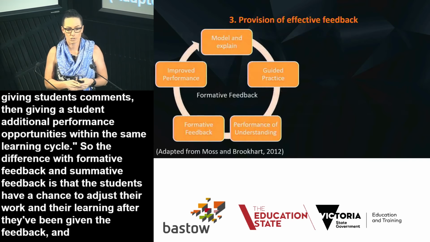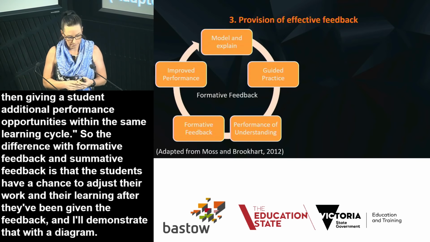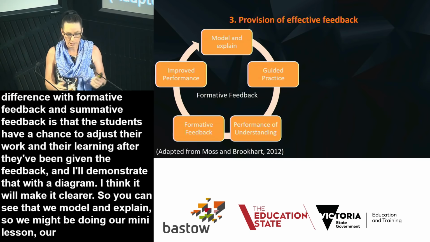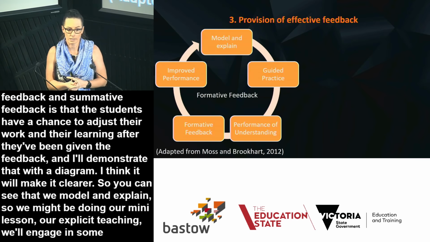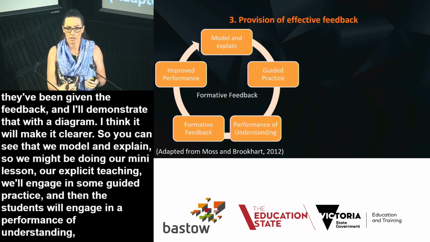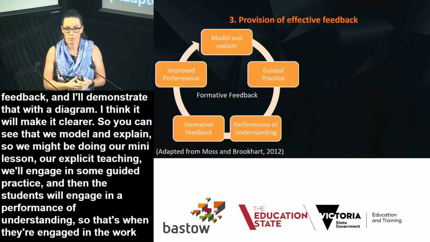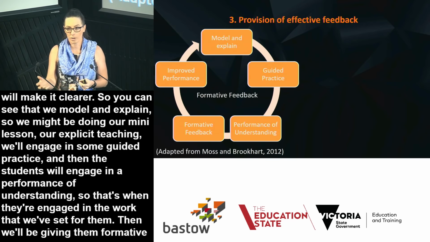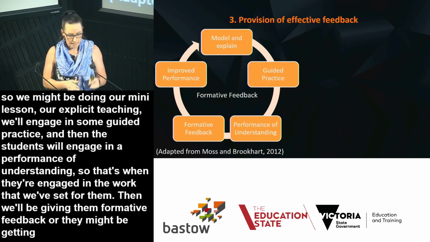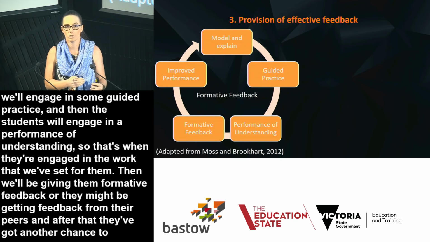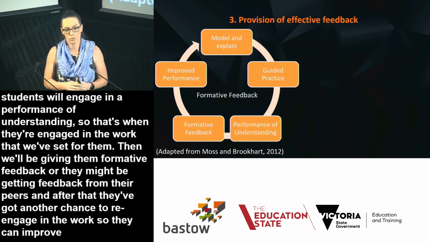And I'll demonstrate that with a diagram. I think it'll make it clearer. So you can see that we model and explain. So we might be doing our mini lesson, our explicit teaching. We'll engage in some guided practice. And then the students will engage in a performance of understanding. So that's when they're engaged in the work that we've set for them. Then we'll be giving them formative feedback, or they might be getting feedback from their peers. And after that, they've got another chance to re-engage in the work so they can improve their own performance.